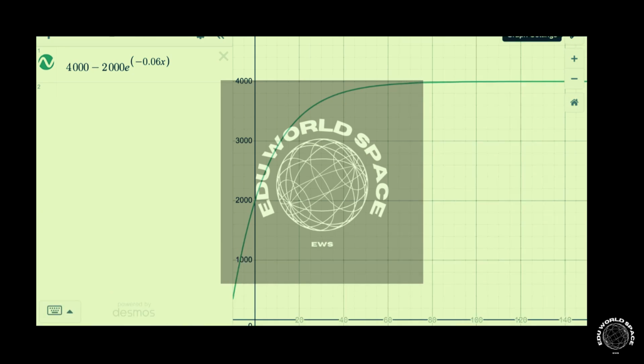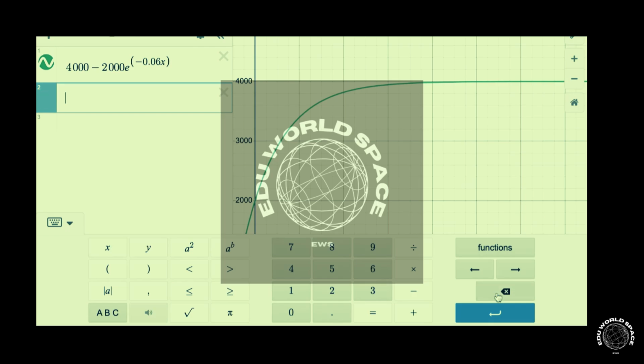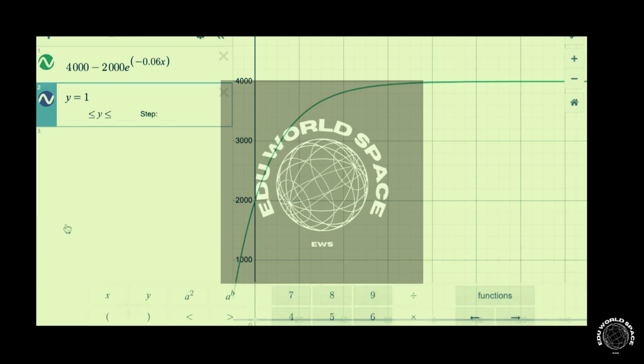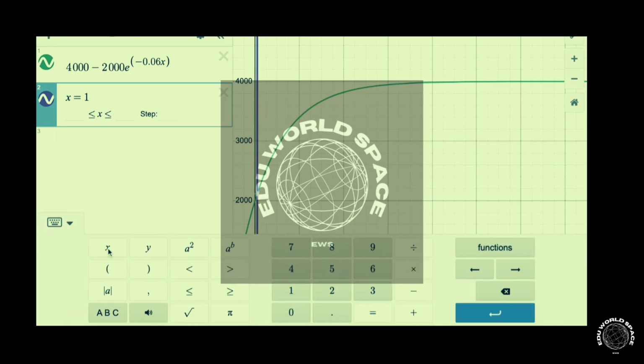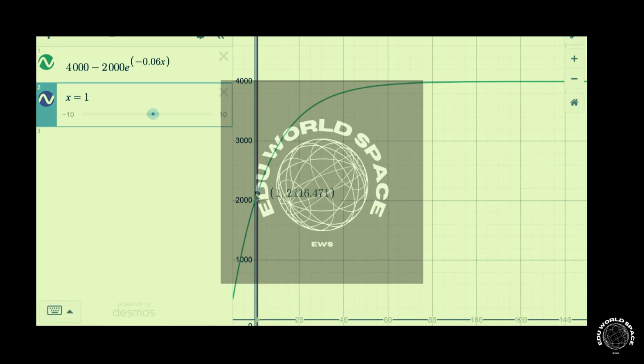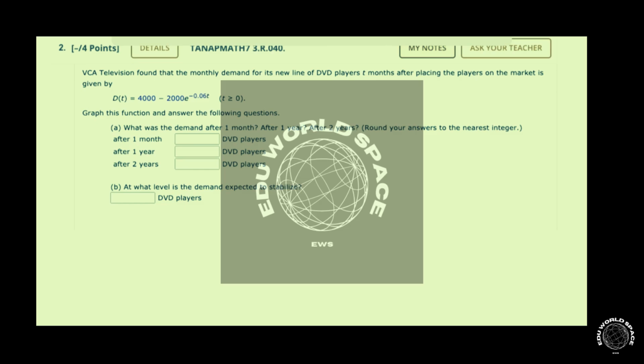Okay, so the question is, what was the demand after 1 month? We can plug 1 in, or we can just say y equals 1 and find the intersection since we're looking at the graph. And the demand after 1 month, sorry, that would be an x, because that's our time. Okay. To the nearest integer would be 2,116.